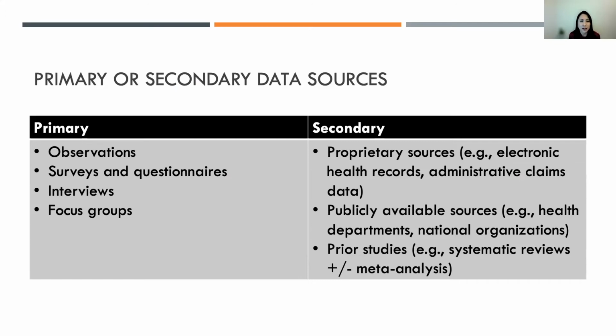And then the secondary examples include things like proprietary resources, so electronic health records such as APEX, administrative claims data from any of the health insurance companies. And then there are also publicly available data sets as well. So things from health departments, both local and national, as well as some national organizations have some freely available data sets that you can use. And then, of course, there's always the option of using and collating prior studies to publish things like systematic reviews, plus or minus a meta-analysis, which is another source of data that you can consider.